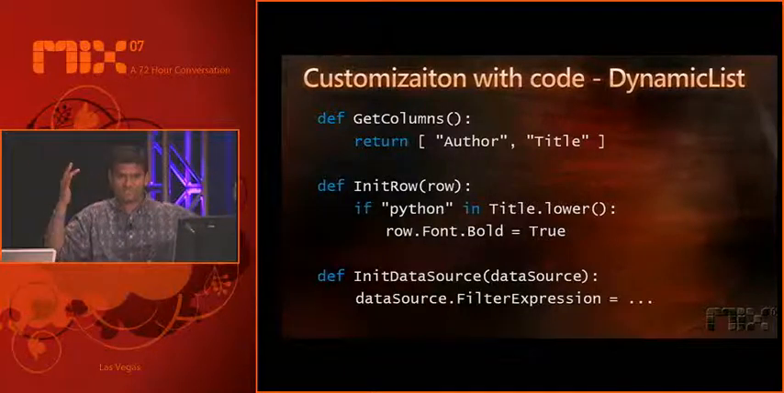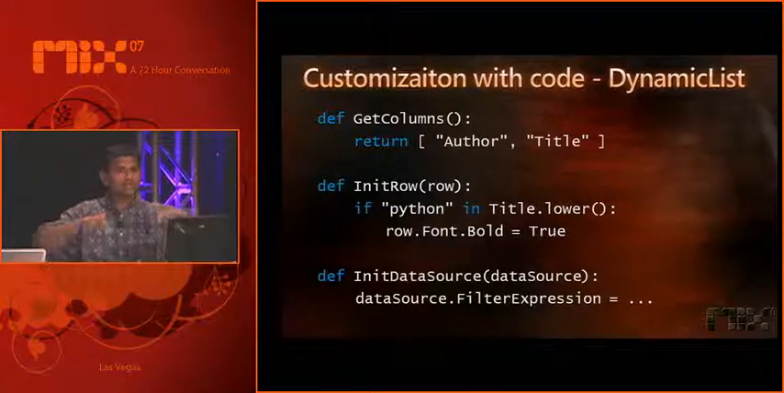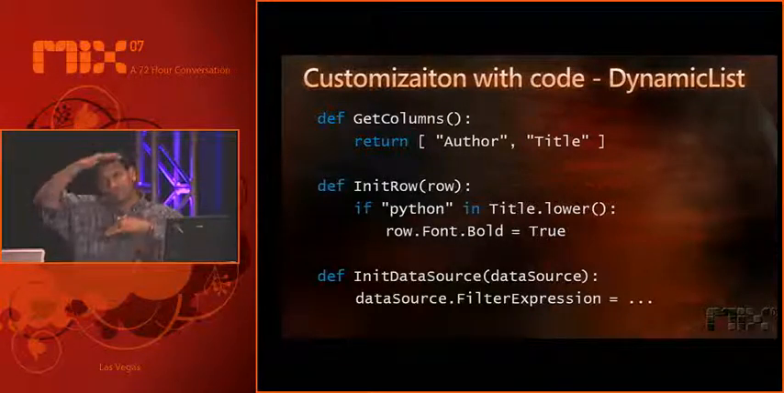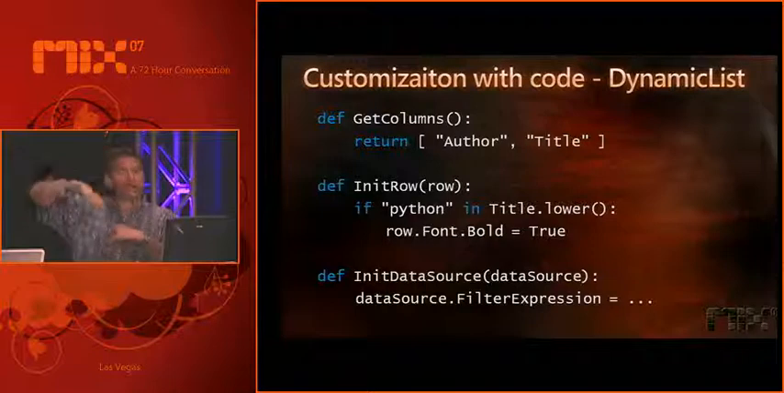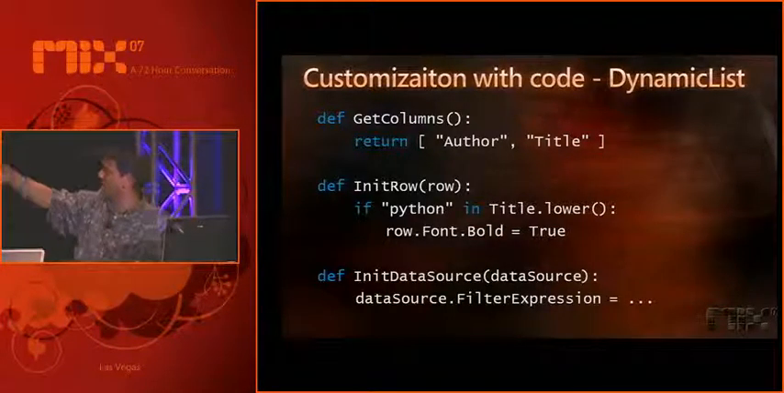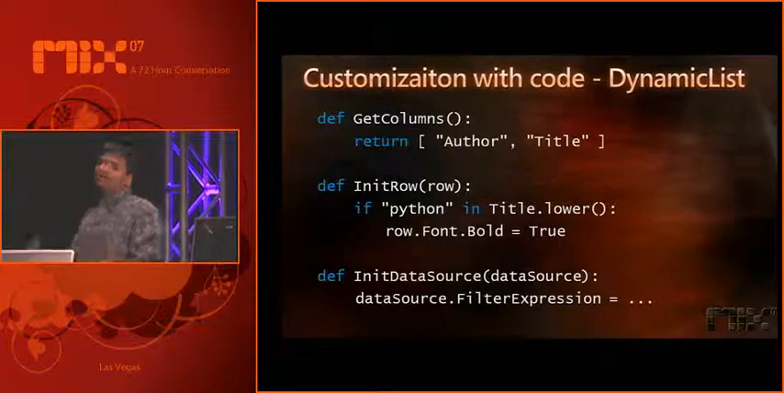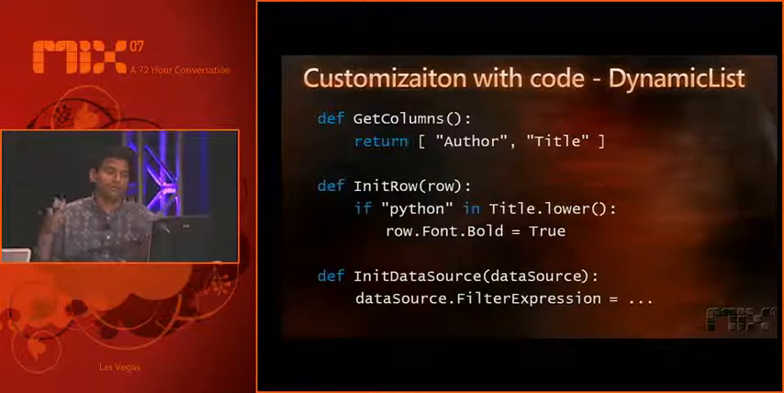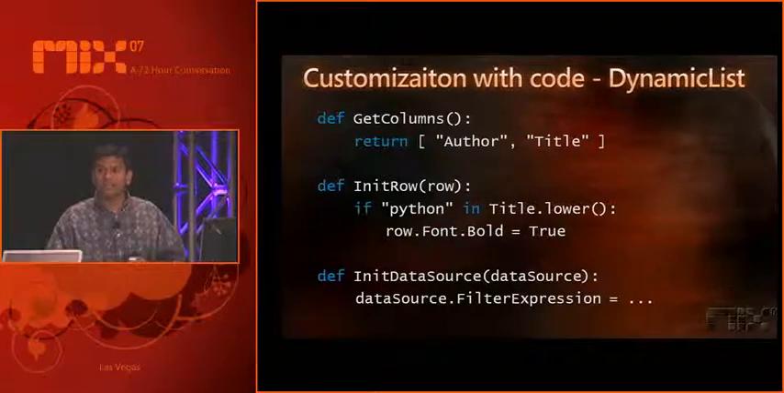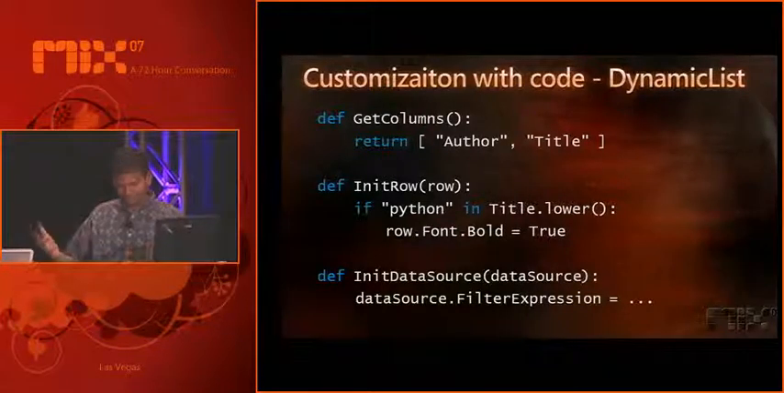And I think that makes perfect sense, and I want to have customized columns. You can write expressions to do so. In addition to that, if you want to control the way the rows look, you can write what we call an init row method. In this particular case, what I'm saying here is that if there's Python in the title for any of the titles, just go ahead and make it bold, right? And I think you can go ahead and do that.